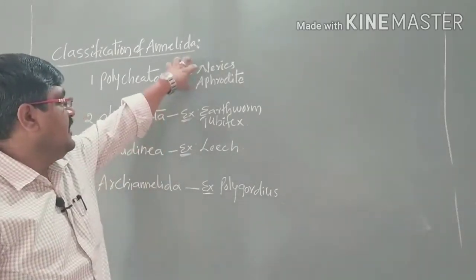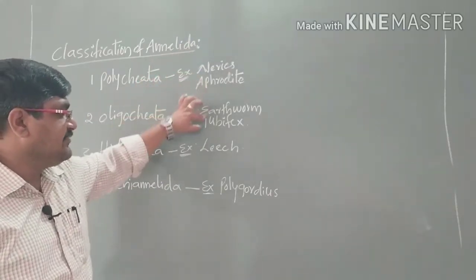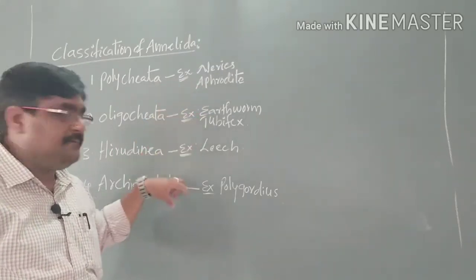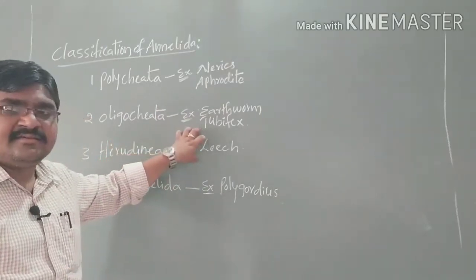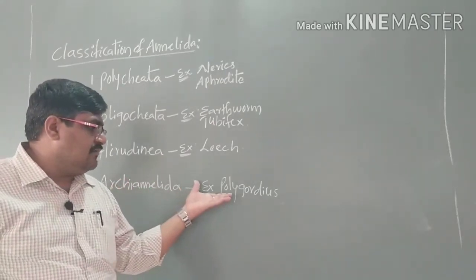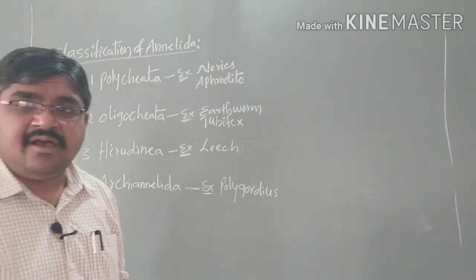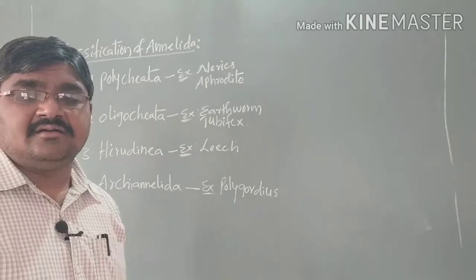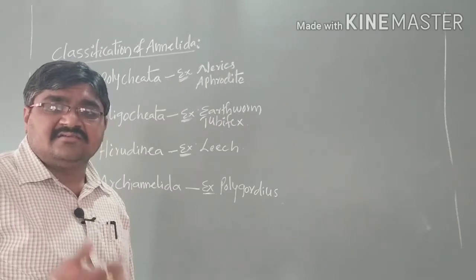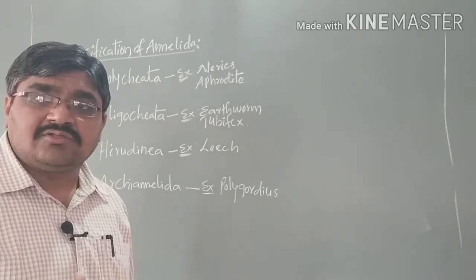Polychaete examples are Nereis and Aphrodite, oligochaete examples are earthworm and tubifex. The earthworm's scientific name is Pheretima posthuma. The hirudinea example is a leech, and the last one is archiannelida, example Polygordius. So this is the classification of phylum Annelida, the characters as well as the classification. Now we'll discuss the next phylum, that is phylum Arthropoda.